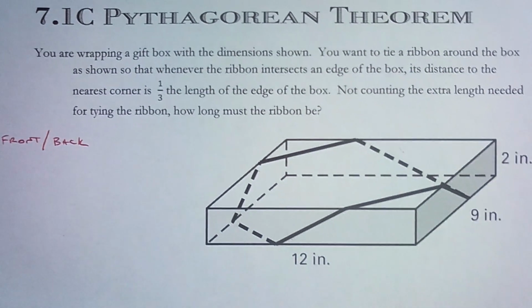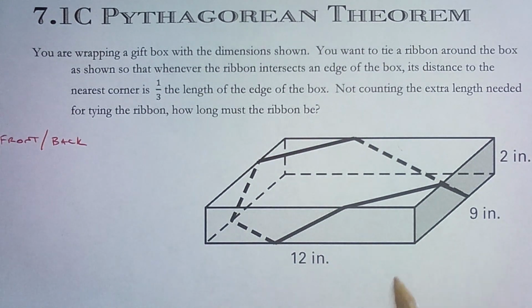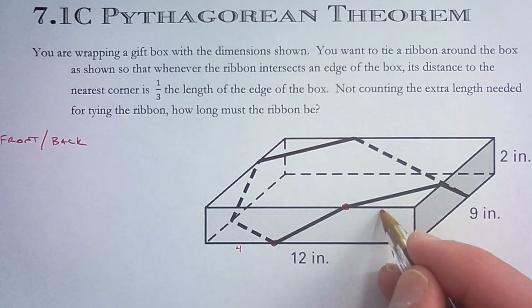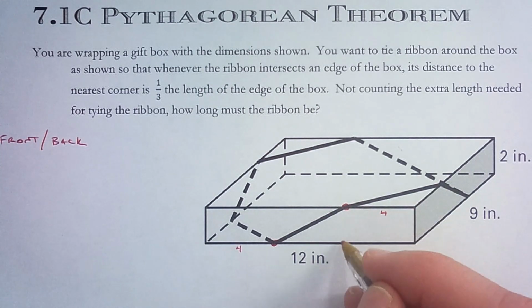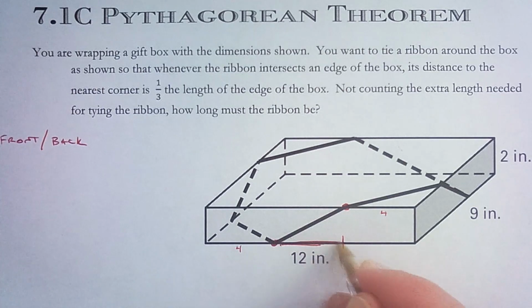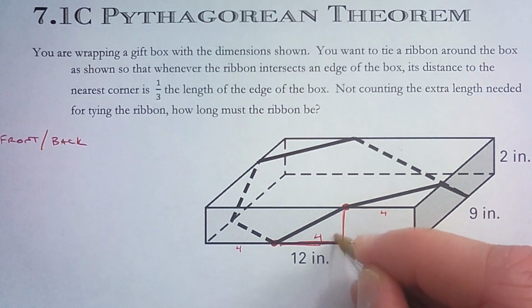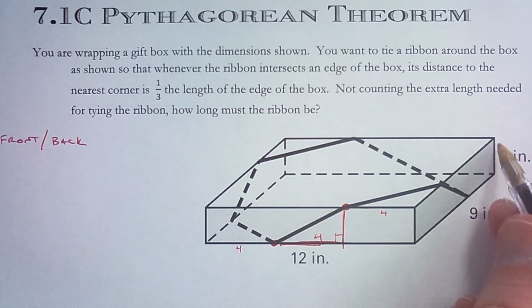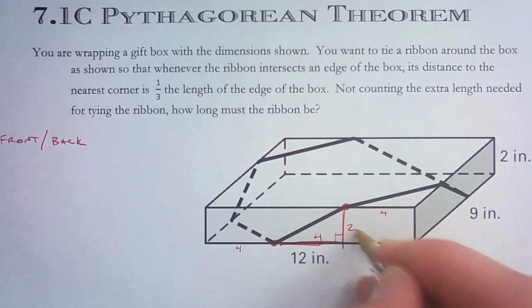Okay, so the length of ribbon covering the front and the back. Where it intersects the edges, here and here, is 1/3 the length of this side from that edge. So if this edge is 12 inches, 1/3 of that is 4, which means there's 4 inches here and 4 inches here. Okay, so how much does that leave for right here? It leaves the other third, so there's 4, 4, and 4. Okay, now I'm going to turn this into a right triangle here. And I know that this side is 2 inches, so that means this right here is 2 inches.